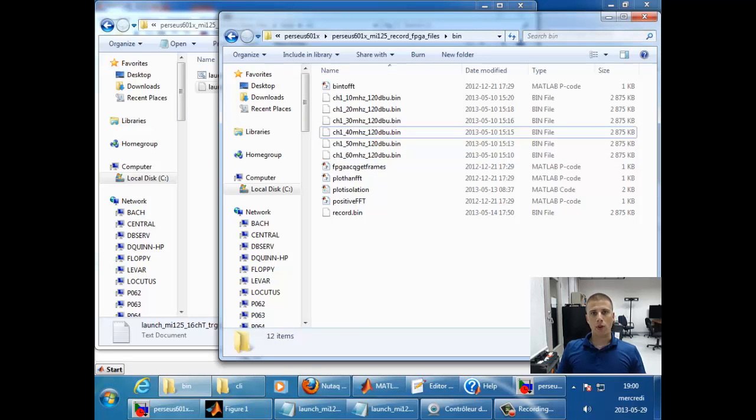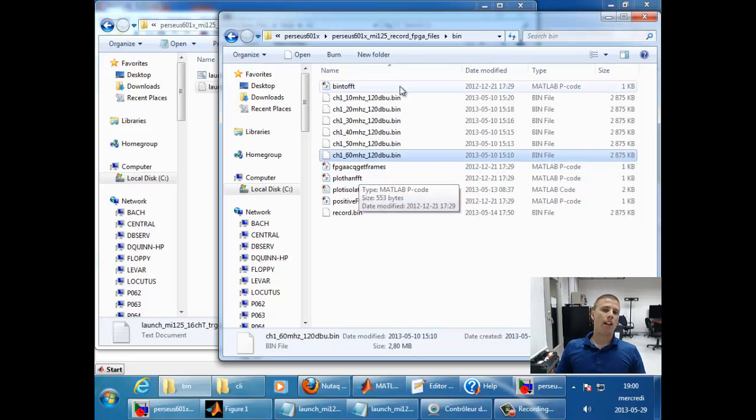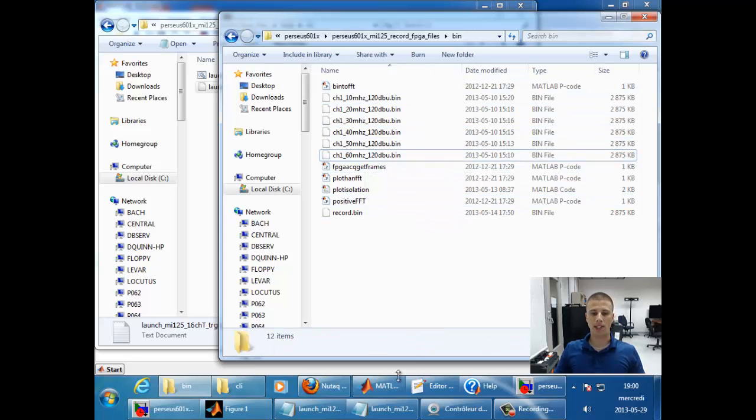So here I will use MATLAB to plot the data recorded in each of those individual files, which correspond to exciting channel number 1 with a 10 megahertz sine wave, and then with a 20 megahertz sine wave, with a 30 megahertz sine wave, until I reach 60 megahertz, with an increment of 10 megahertz each time.